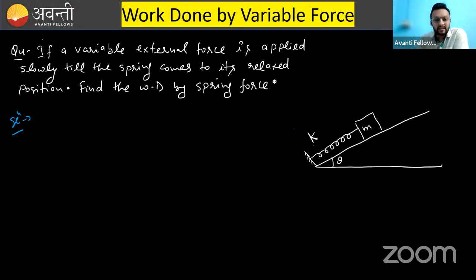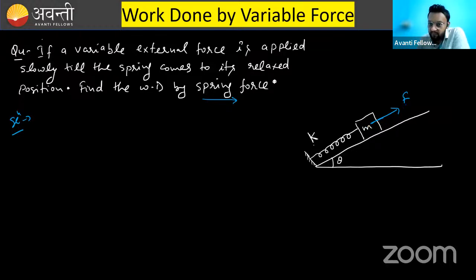Now, what are they saying? Force is applied slowly till the spring comes to its relaxed position. If it is compressed, then to bring it back they need to apply the force in the upward direction. So the external force is applied in this direction. And they are asking the work done by spring force.